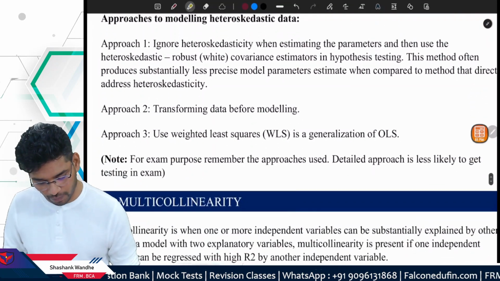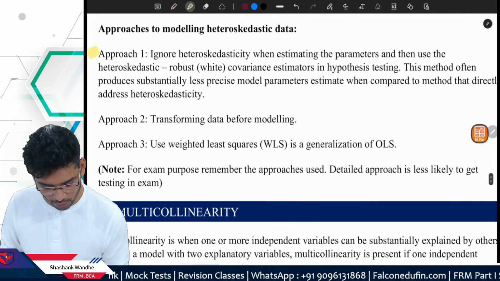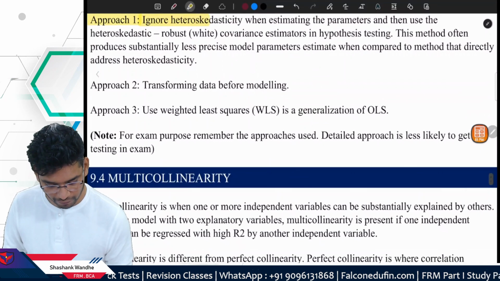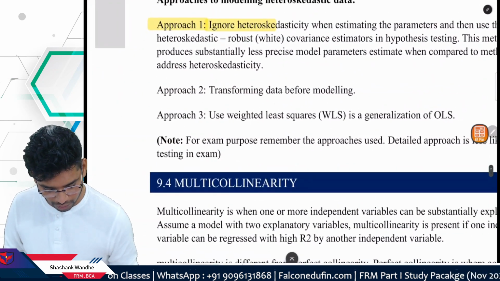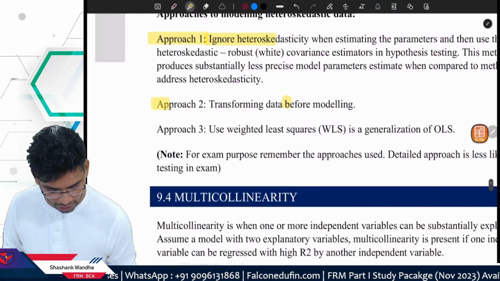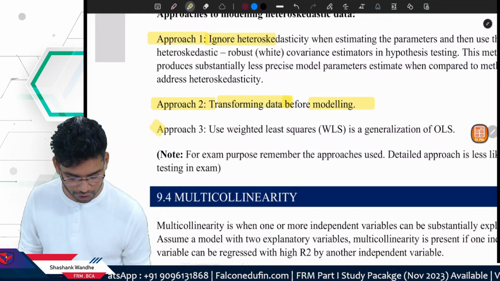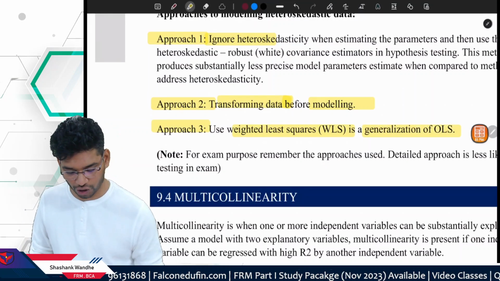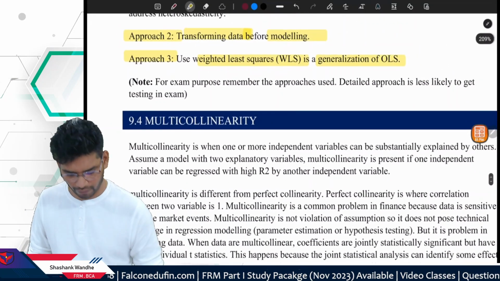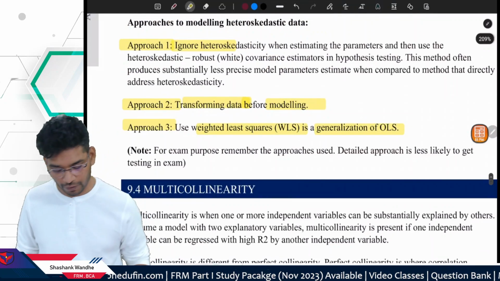Then, approaches to modeling heteroskedasticity. Approach 1, ignore. Approach 2, transform the data before modeling. Approach 3, use weighted least squares, WLS, a generalization of OLS. Okay, so for exam purposes, you just have to understand what the three approaches are.